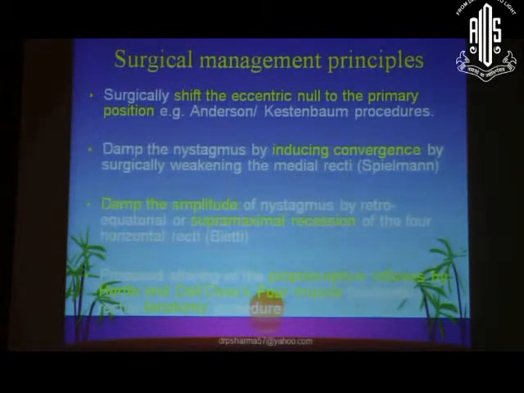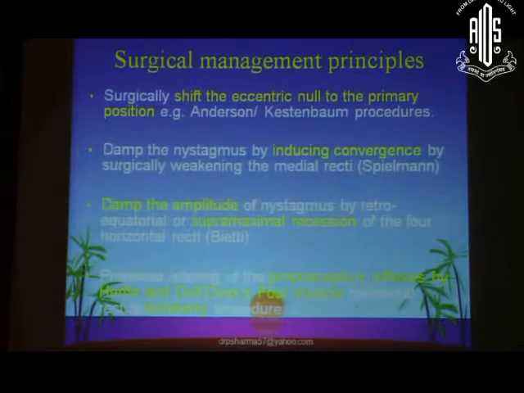Surgical management principles in nystagmus: one, to shift the eccentric null to the primary position, and this is in the form of Anderson or Kestenbaum procedure. The second strategy which can be used is using convergence by surgically deepening the medial recti and using the Hendricks-Pillman approach. Third is to dampen the amplitude of nystagmus by retroequatorial or supramaximal recession of the 4 horizontal recti. Remember the 4 horizontal recti and not the 4 recti in one eye. That's the Dell'Osso procedure. Then there is the proposed altering of the proprioceptive reflexes by Helveston and Dell'Osso's 4 muscle horizontal rectus tenotomy.